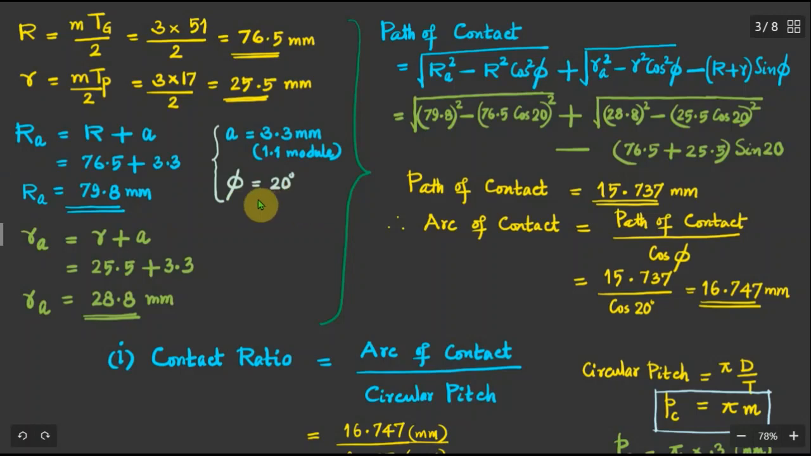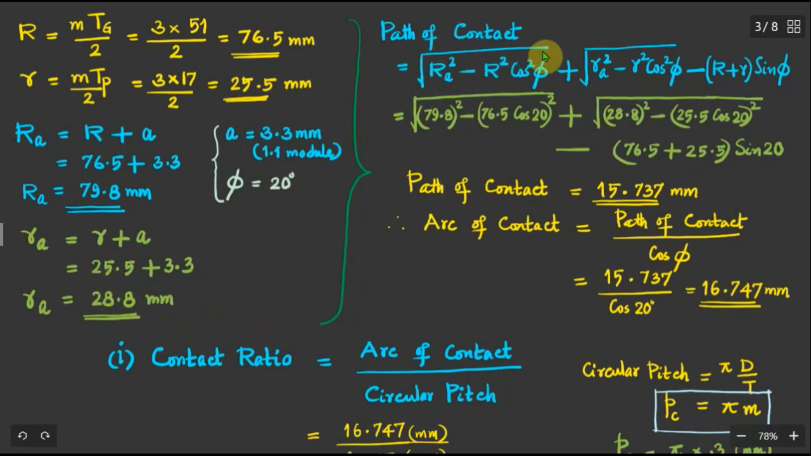And the pressure angle phi, we know that it is 20 degrees for the given problem. And addendum circle radius of the pinion is equal to small r plus a. Small r, that is the pitch circle radius of the pinion, is 25.5 and addendum is 3.3 mm. So we will get ra equal to 28.8 millimeters. All these dimensions are now in millimeters.